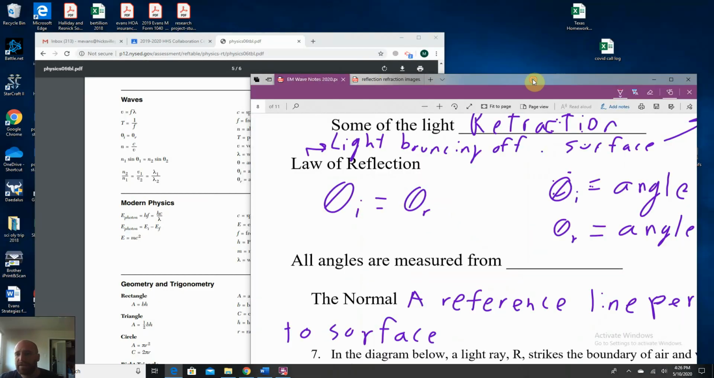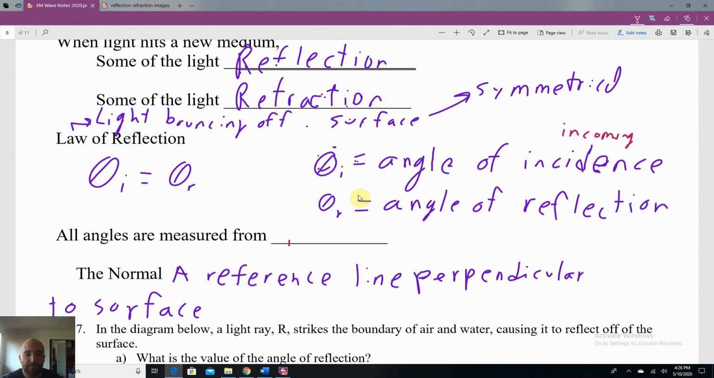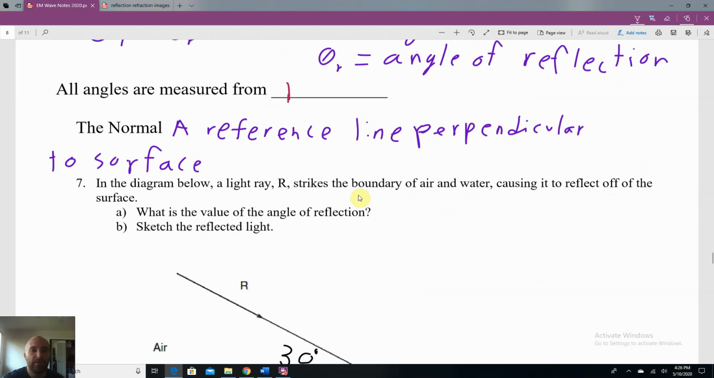But it's a little trickier than that, because we have to be specific about the way we measure angles. All angles are measured from something called the normal. This is a word we need to be familiar with. Every angle in optics is always measured from the normal. I'm going to mention this quite a few times. The word normal in math means perpendicular. So what the normal actually is, is a reference line, the line that you're measuring from, and it is perpendicular to the surface. So it's a reference line perpendicular to the surface. I don't want to say it's an imaginary line, because it's not, but it is where you measure all of the angles from.